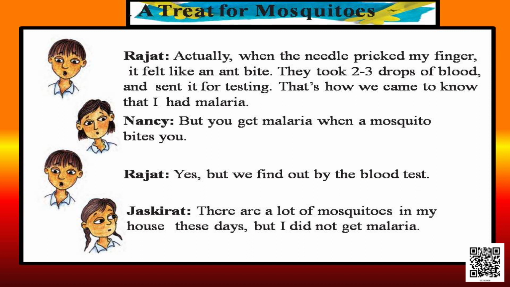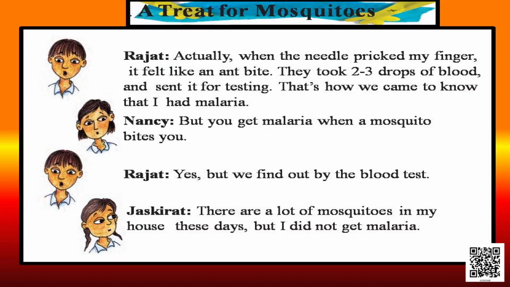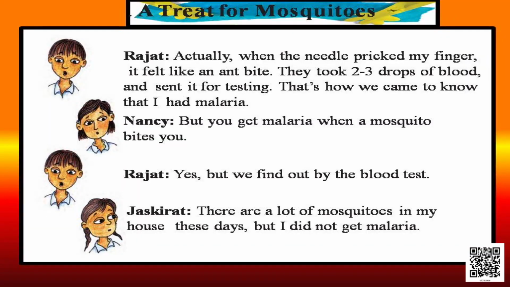So the blood sample which was collected from Rajat's body was sent for testing whether he had any problem in the blood. And that's how we came to know that I had malaria. So it was known from his blood test that Rajat was suffering from malaria. Now that is what we are going to learn in detail. What is malaria? How was it caused? And how Rajat would have avoided this disease?